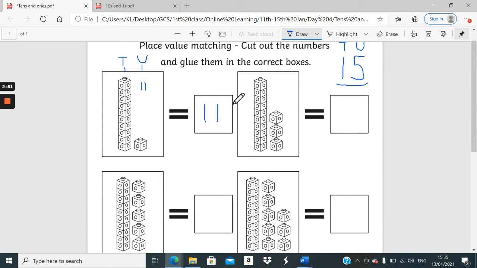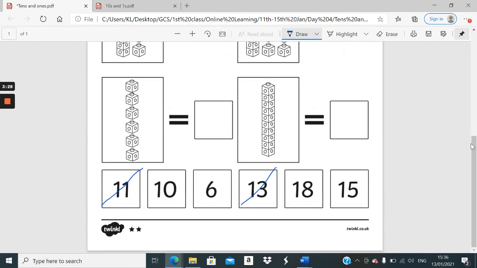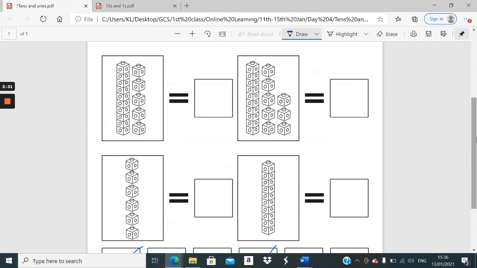Let's do the second one. This time I have 1, 2, 3 single cubes. So that is 3 units, or 3 ones. And again, 1 single row of 10. So that is 1 ten. I'm writing the letters T and U just to remind myself of the values. So 1 ten plus 3 units. 10 plus 3 is 13. Or, once again, we put the 2 numbers next to each other. A 1 and a 3, that is the number 13. Let's double check that the 13 is down the bottom. It is. Brilliant. Have a go at the rest of those on that page.